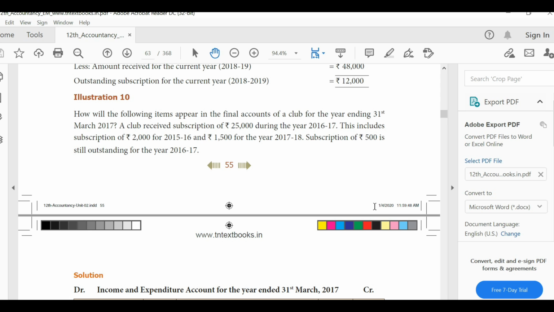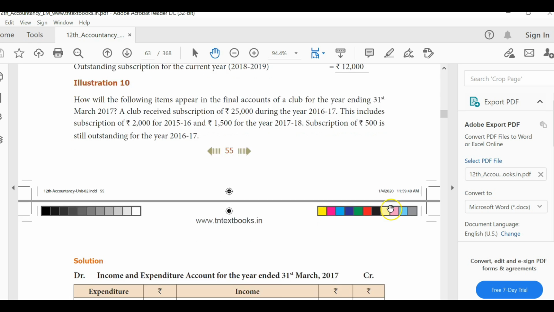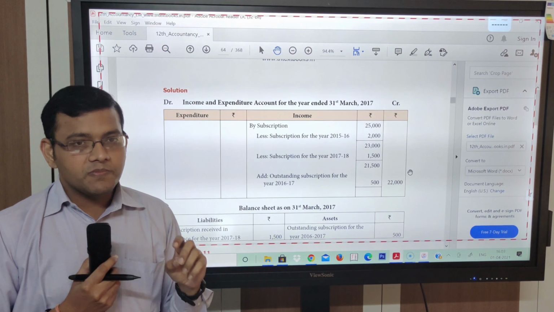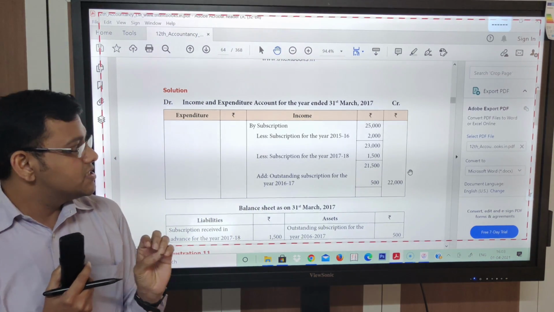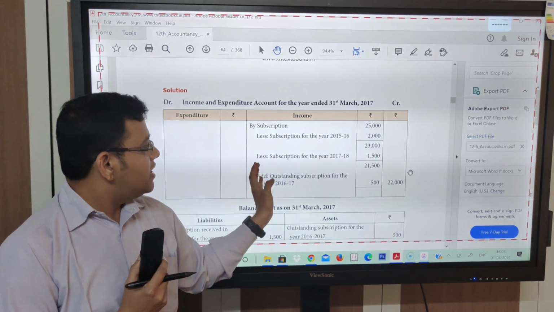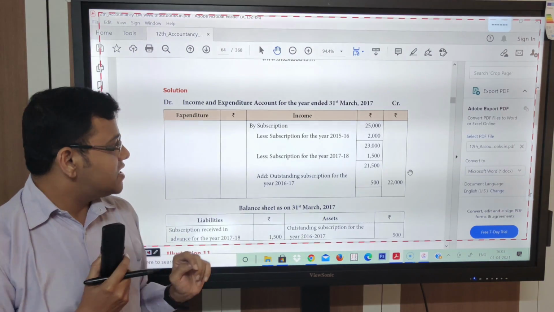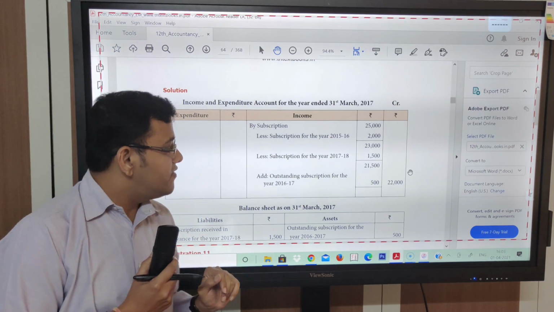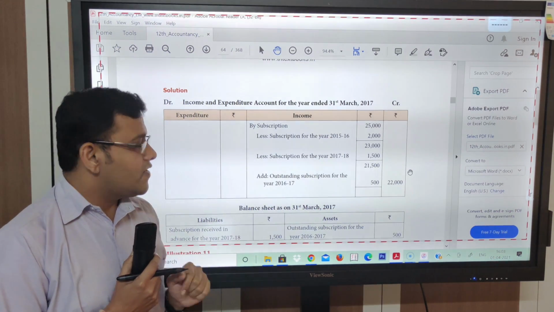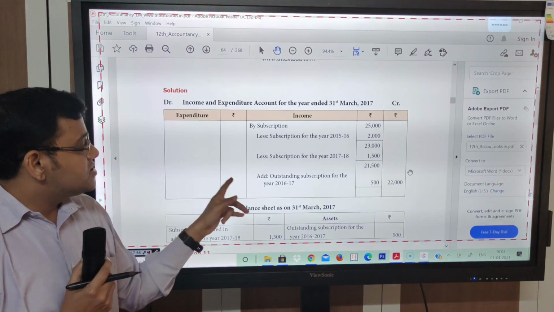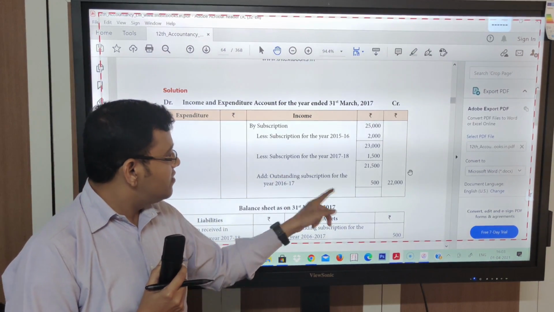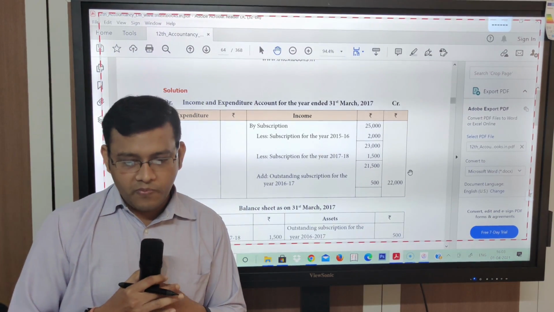So keeping that in mind, when we prepare this income and expenditure account, you can see the subscription is how much? 25,000 rupees, and from there we will subtract the subscription which is pertaining to 15-16, 2,000 rupees, and also the subscription which is pertaining to 17-18. It is an advance, right? So we'll remove that also, 1,500. So we'll get 21,500. And what is outstanding for 16-17, we'll add that. So when we add the outstanding subscription over here, we get 22,000.